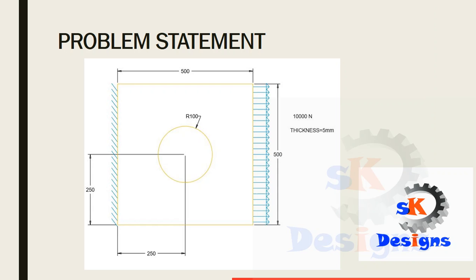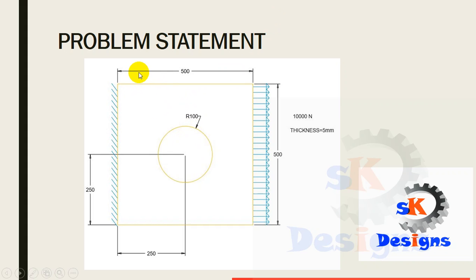This is my problem statement. I have a plate of 500 mm by 500 mm made of steel, with a thickness of 5 mm. I am constraining one end and applying the force at the other end. I have drilled one hole of radius 100 mm at the center of this plate. So we will check how the deformation is going on, what the forces are, and where the stress is generated.